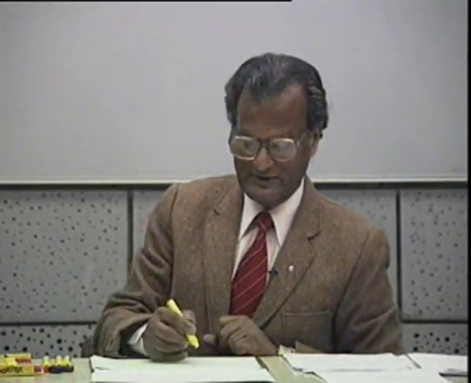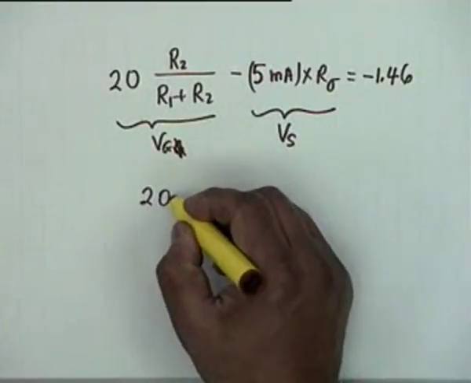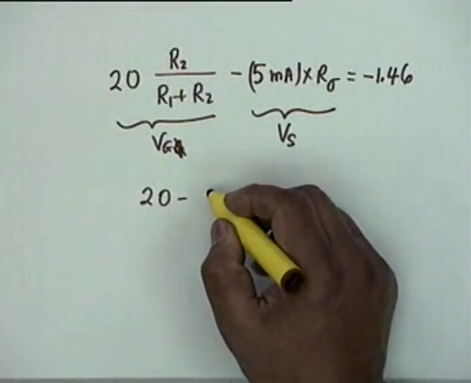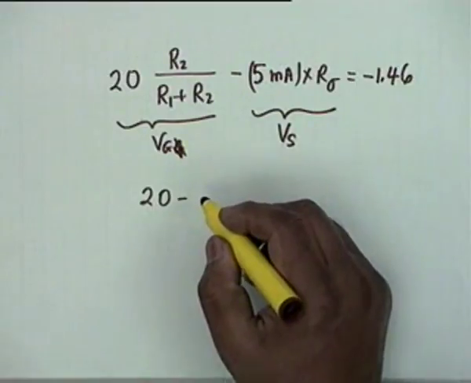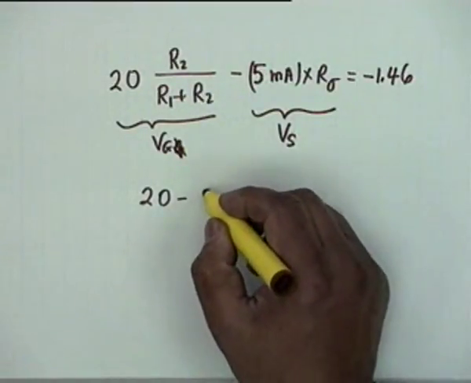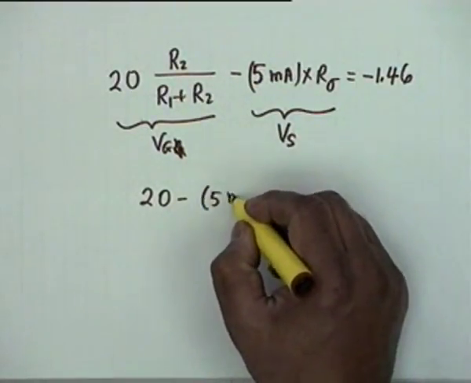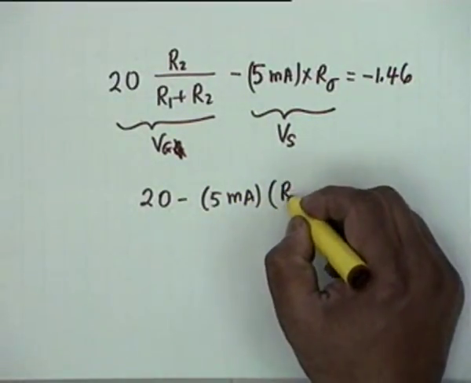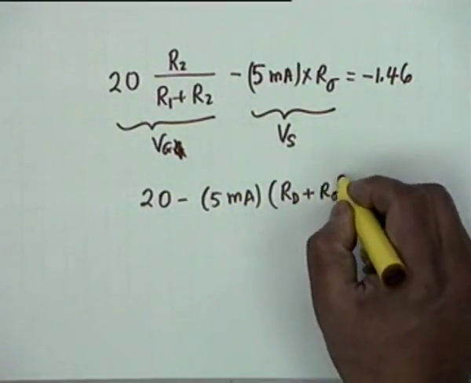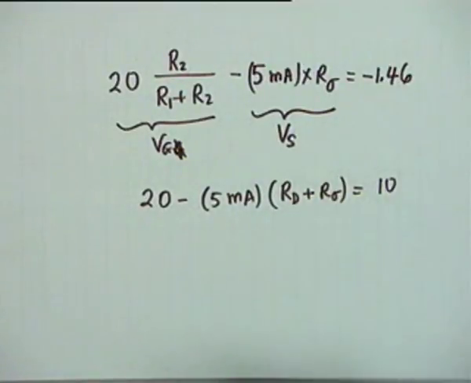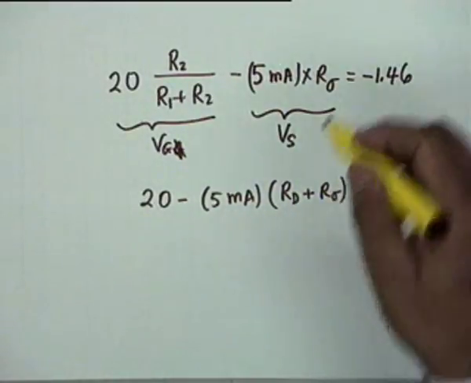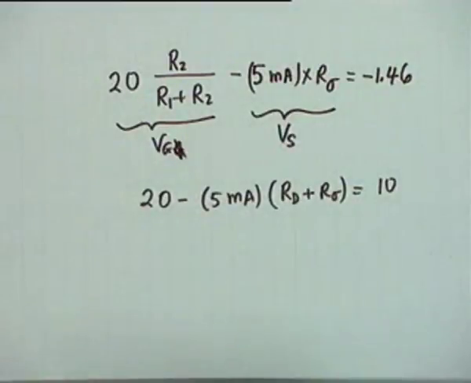What is the second equation? Second equation is 20 minus the drop in RD and RS. So it is ID, which is 5 milliampere, multiplied by RD plus R sigma. This should be equal to 10. All right, these are the two equations that we have, from which we have to decide what our RD and R sigma, R1 and R2 should be. Agreed?